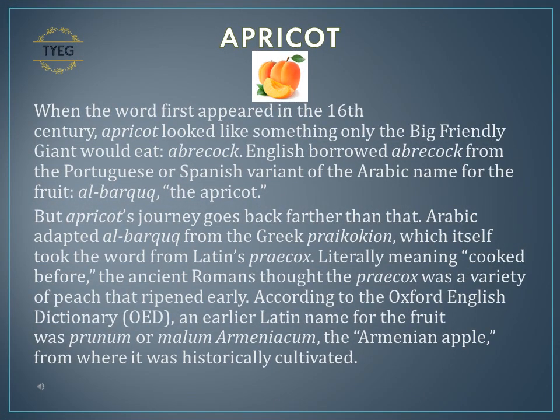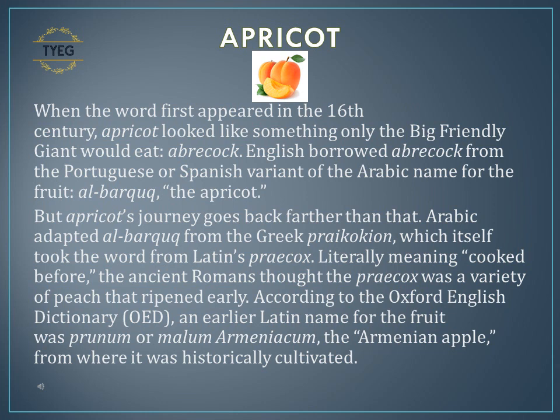Apricot. When the word first appeared in the 16th century, apricot looked like something only the big friendly giant would eat, abricac. English borrowed abricac from the Portuguese or Spanish variant of the Arabic name for the fruit, albark, the apricot. But apricot's journey goes back farther than that.